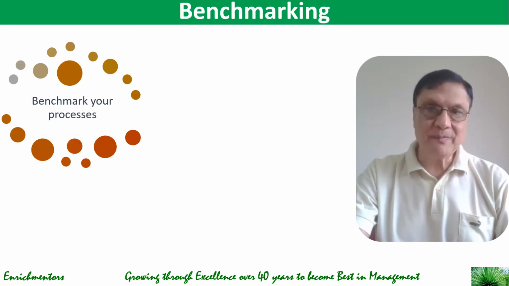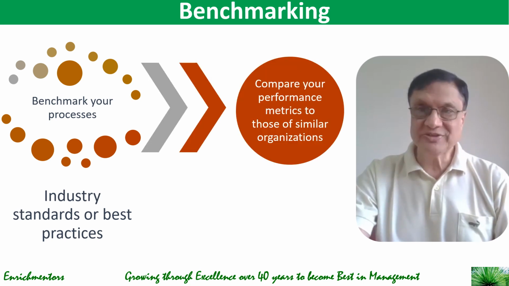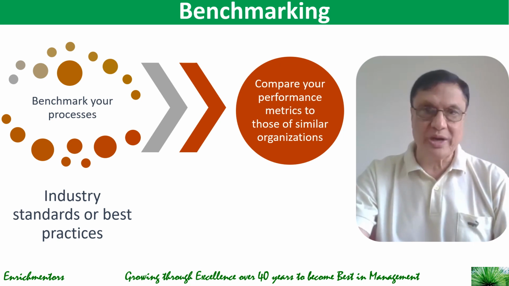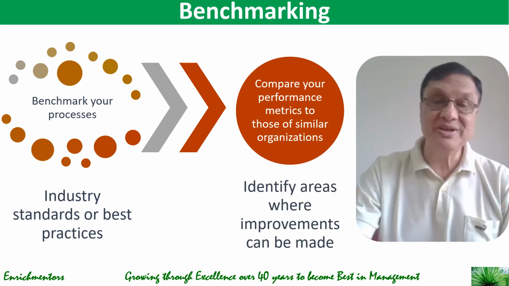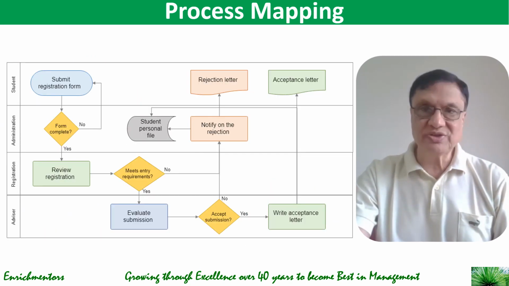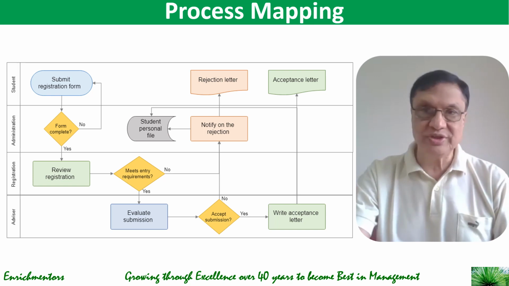Then benchmark your processes against industry standards or best practices. Compare your performance metrics to those of similar organizations to identify areas where improvements can be made. Do the process mapping: create process maps or flowcharts to visualize complex workflows. This will help in identifying steps that can be simplified, removed, or automated. And you can use tools like the swim lane diagram that we show you here to show different departments or teams contributing to a process.